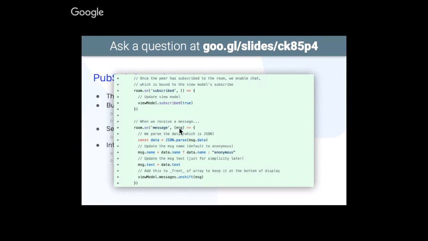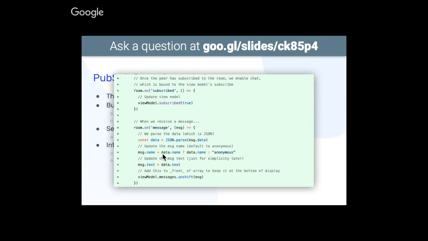And then when we receive a message, we've got a couple of things we want to do here. We've got a callback that happens every time we receive a message. So we parse the data, which is just JSON data. And then we update the name so that we get the name from the user that sent it to us. And if the name is empty, then we'll just say it came from some anonymous user.